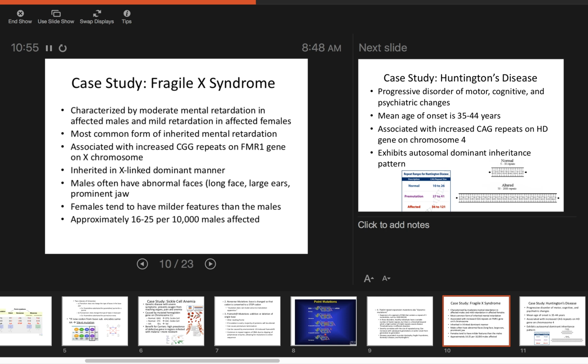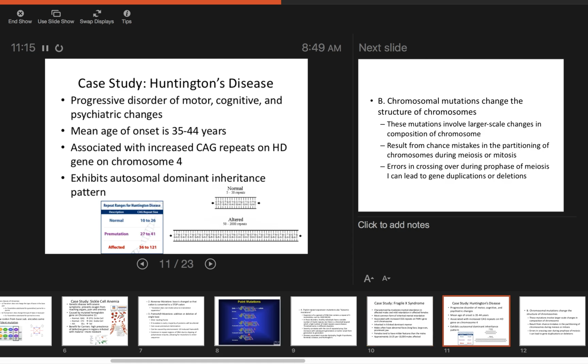Some results from it: males usually have abnormal faces, kind of a long face, large ears, and a very prominent jaw. Females, same, but just milder features. Out of 10,000 males, 16 to 25 have Fragile X syndrome. It's all because of the CGG repeat.